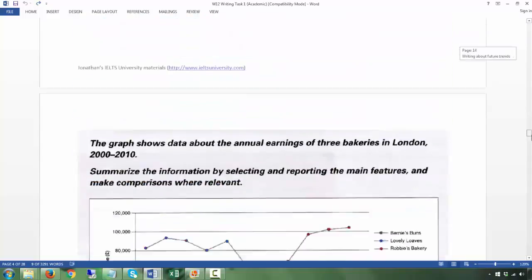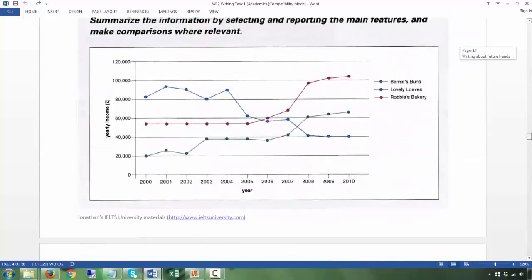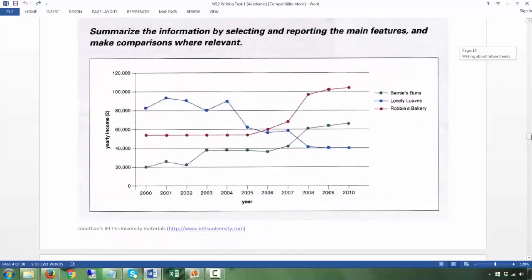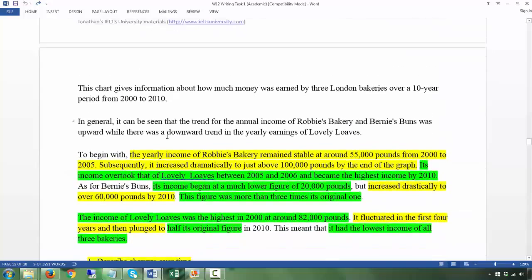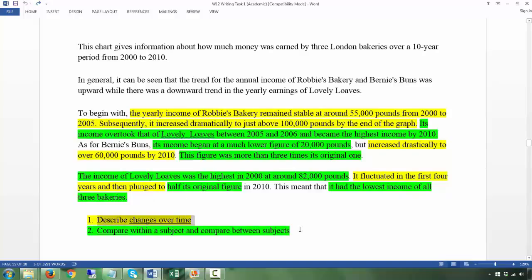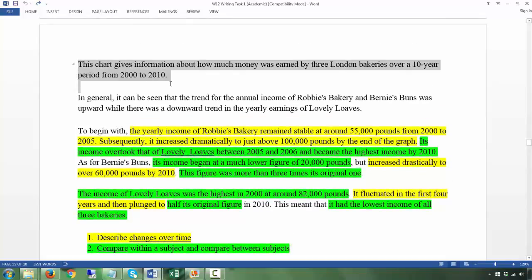Okay, so let's go to this, and let's go to the so-called model answer. A lot of my model answers, I don't make it fantastic, because if I model the answer after, say, a 9, then it'll be too high for most people. So I'm just modeling it something that is attainable for most students here. Of course with perfect grammar, the grammar would be pretty much perfect in my model answers. So again, describing changes over time is yellow. Compare within a subject or compare between subjects is the green. Okay, so anyway, this is the paraphrase.